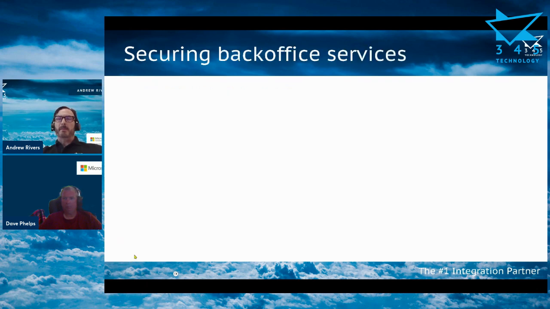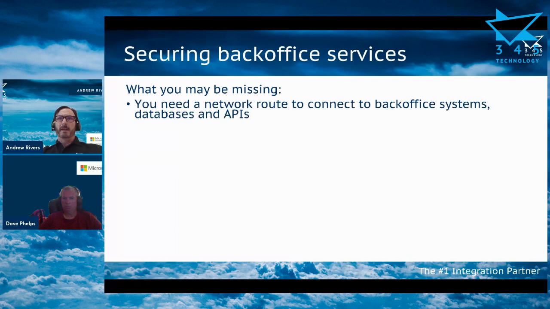Okay, so when we're talking about back office services, if you want to connect to other applications, particularly if you've got them on premises or even in other parts of your cloud environment, or if you want to access databases or APIs, then you've got to actually have a network route to them. And so this is why it's important to consider consumption versus standard plan. Because if consumption is outside your network, it's not going to be able, by default, to talk directly into your back office systems.